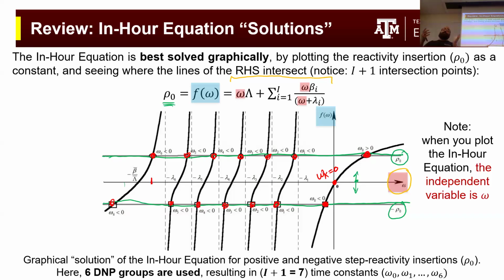If you have a graphing calculator, you can actually plot the right-hand side and the left-hand side, and then find exactly where those intersection points are. You have a problem on homework 5 that gets you to do that.